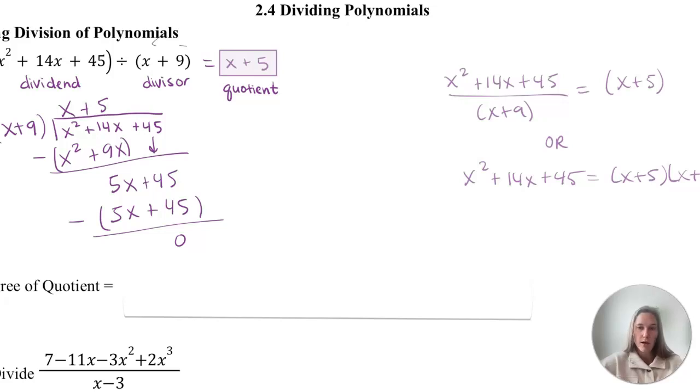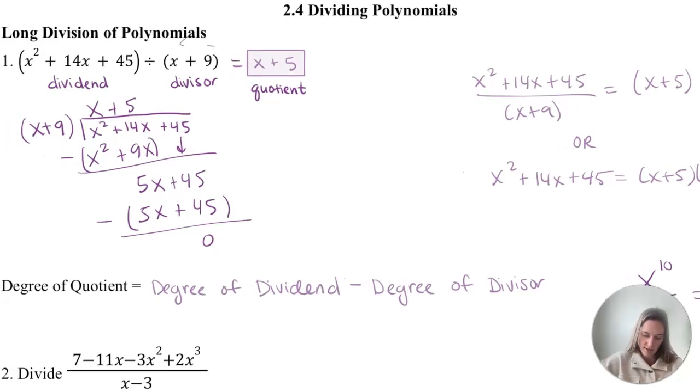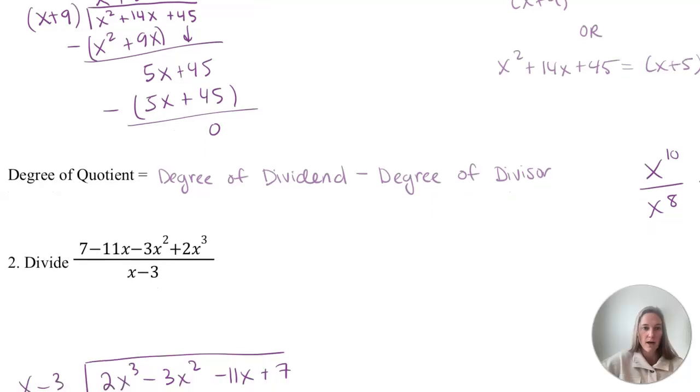Another thing to keep in mind is the degree of our quotient. All right, so this is just using power rules. So if I have x to the 10th power divided by x to the 8th power, the shortcut there is to subtract the powers, and I end up with x squared. The same thing works with dividing polynomials. The degree of your quotient, or your answer, is going to equal the degree of the dividend minus the degree of the divisor, okay?